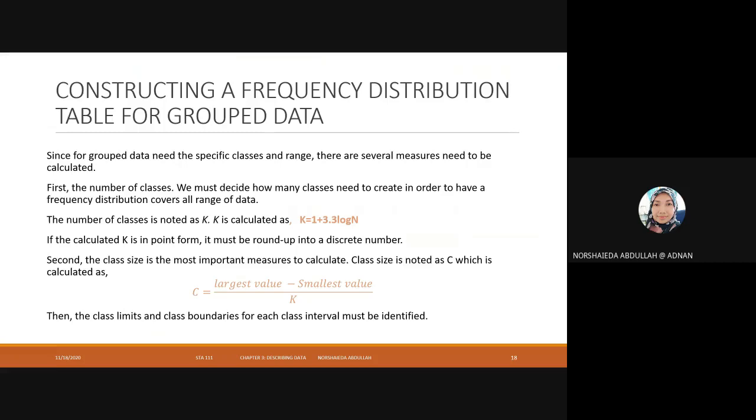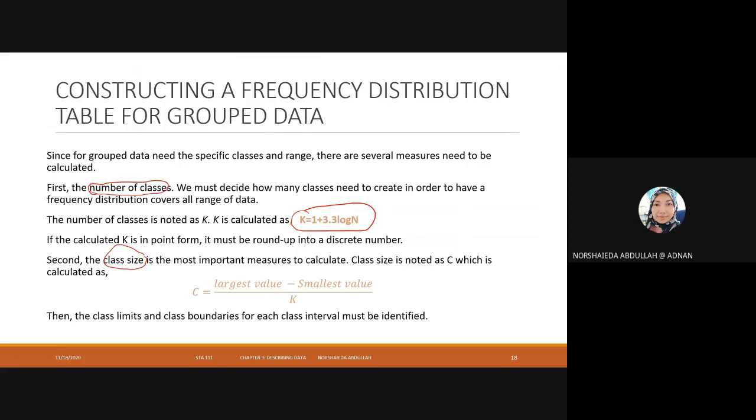First, the number of classes. First, we need to identify the number of classes. To identify the number of classes, we calculate the K. K, the number of classes, equals 1 plus 3.3 log N. This is the formula. And then if we get the answer in decimal form, we round it up into a whole number.